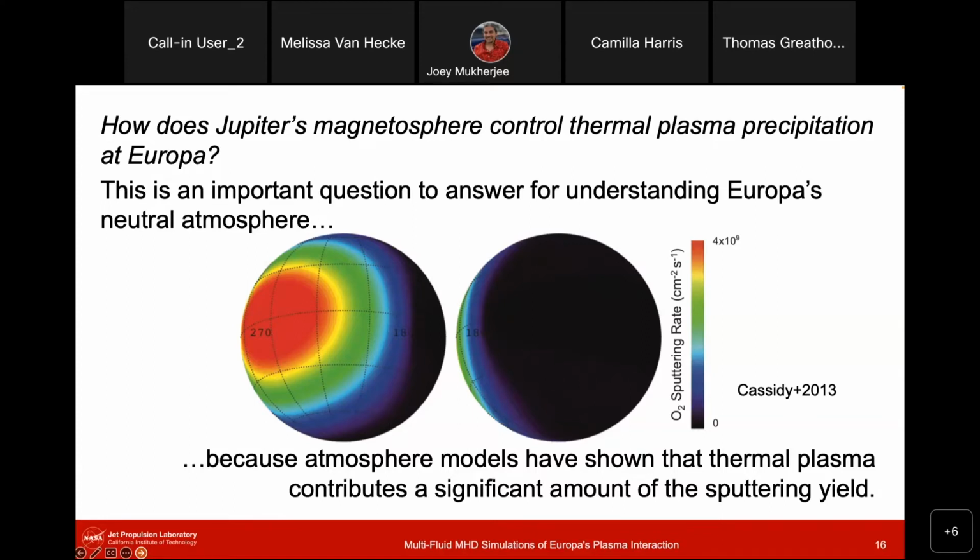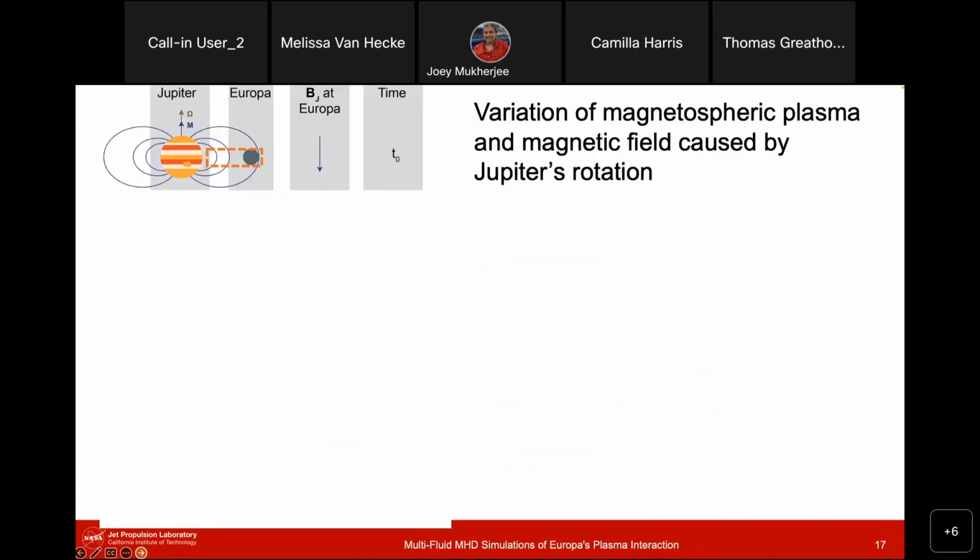neutrals in Europa's atmosphere. What you're seeing on this slide is a figure from Cassidy et al. in 2013, where they modeled the atmosphere using an analytic representation of the flow of the plasma, so just a flat plane wave of plasma flowing against the surface. You get all of this precipitation producing O2 yield on the upstream side and nothing on the downstream side, and that's the end of the day. But I think the situation is a little more complicated than that, and so I think this is an interesting thing that the plasma has to say to the atmosphere.